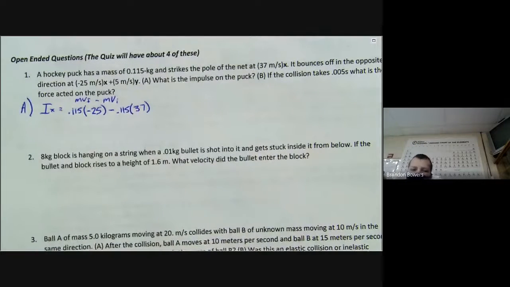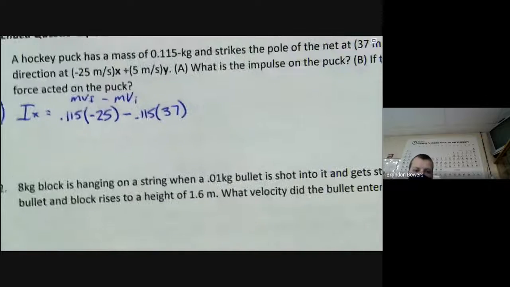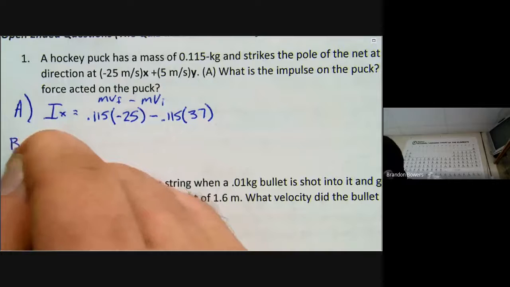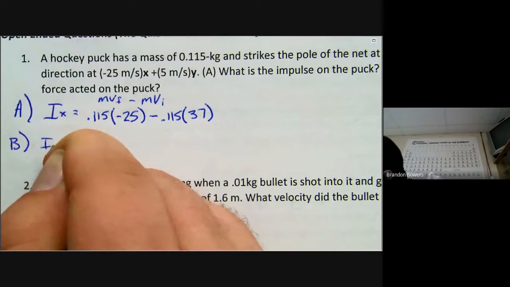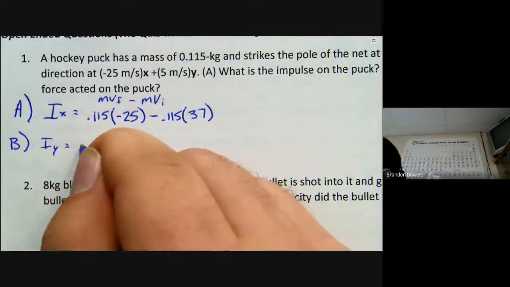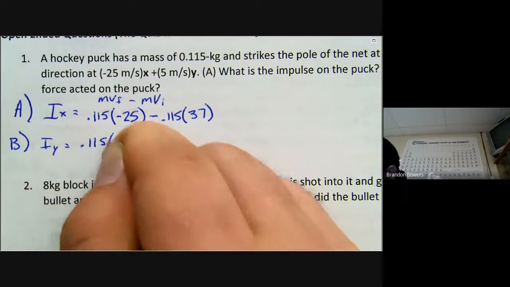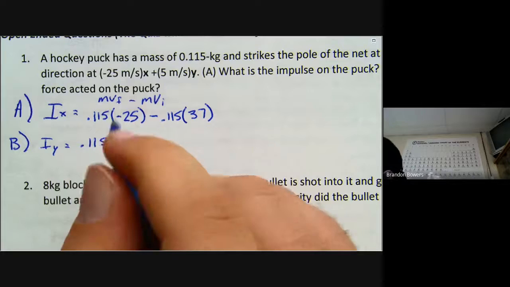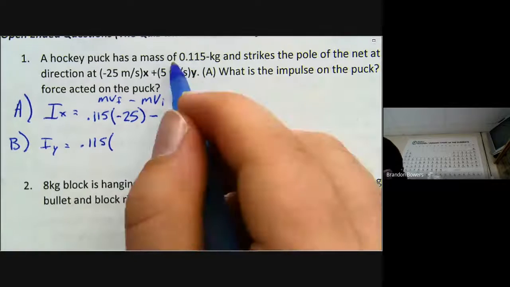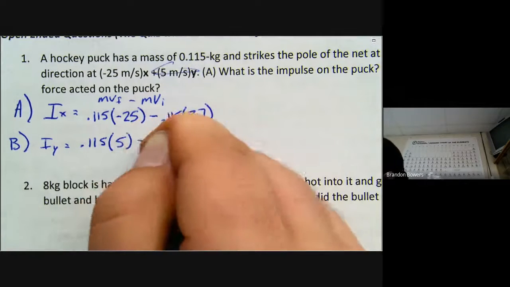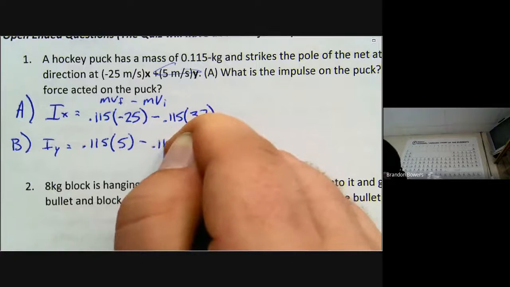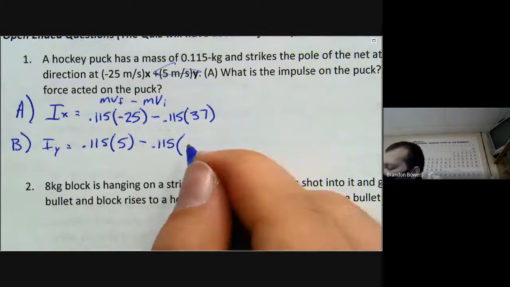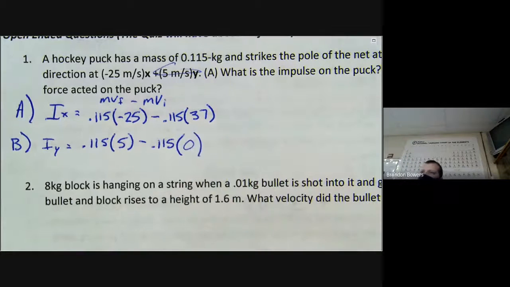I guess I don't have to write that small. And same thing with my impulse in the y direction. Okay, same exact equation. 0.115 times the final in the y direction, which is plus 5. However, what's my initial in the y direction? 0. Love my zeros.